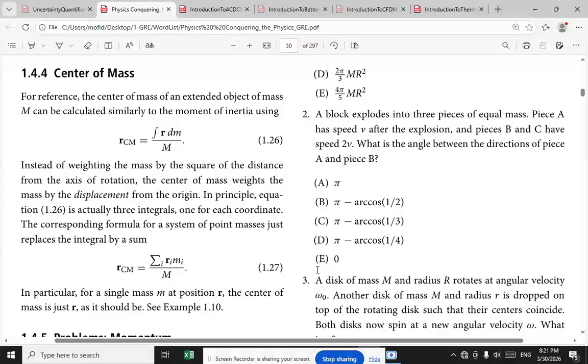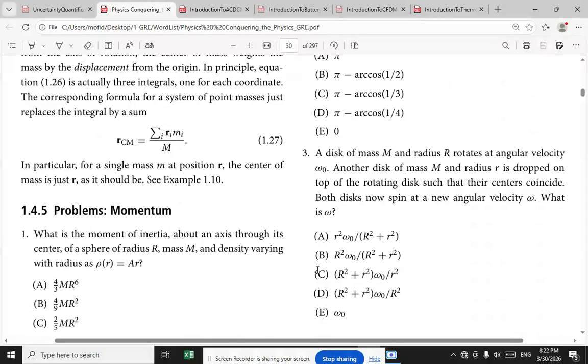In principle, equation 1.26 is actually three integrals, one for each coordinate. The corresponding formula for a system of point masses just replaces the integral by a sum: R_CM is equal to the sum over i, where i is the number of particles, of m_i r_i divided by m. In particular, for a single mass m at a position r, the center of mass is just r, as it should be. See the example 1.10.